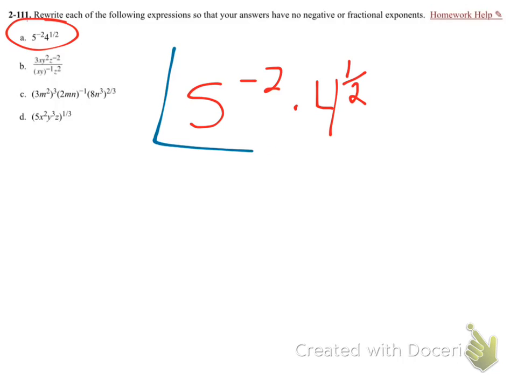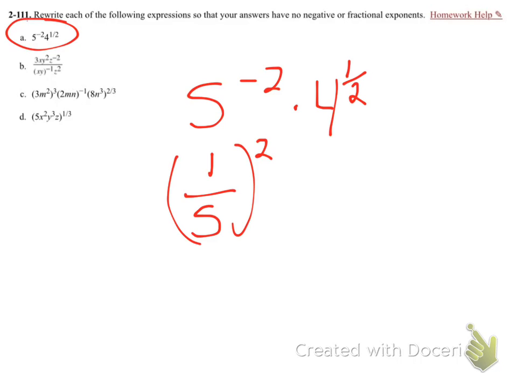First of all, taking a look at this part of it right here, we have a negative exponent. A negative exponent means that we need to use the reciprocal of this number, and it becomes a positive exponent. So that becomes 1/5 to the positive second.